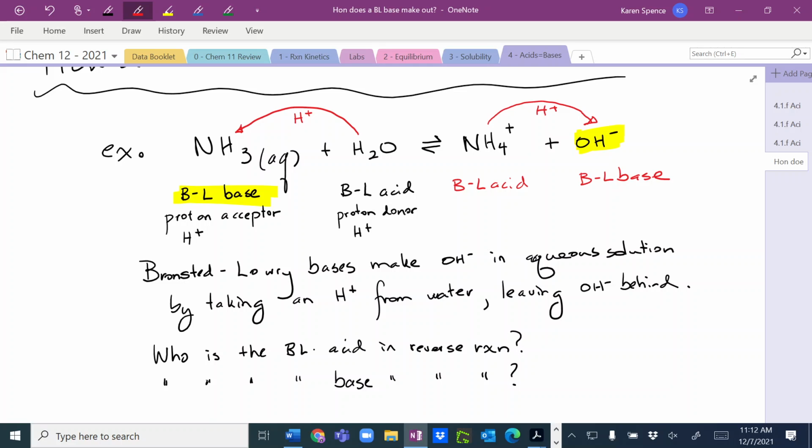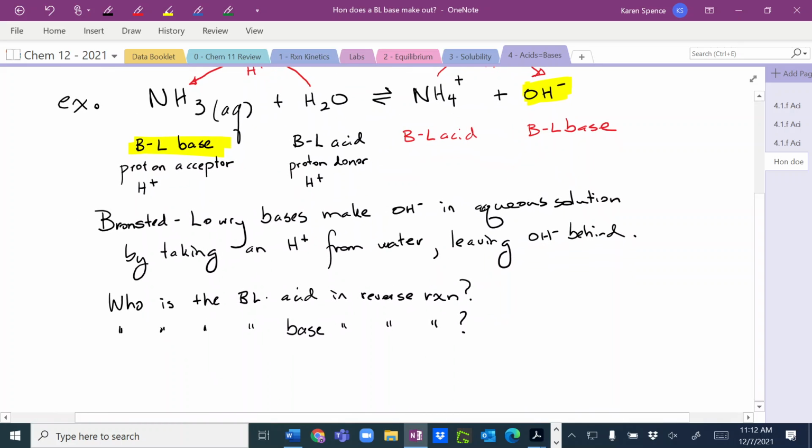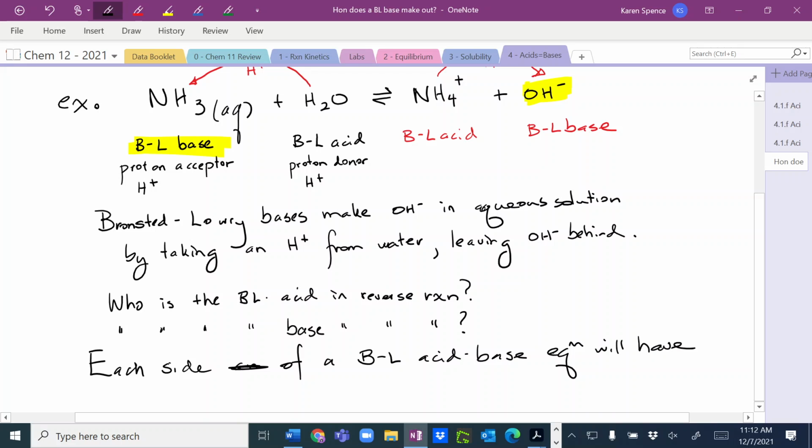Yes? Each side of a Bronsted-Lowry acid-base equilibrium will have a Bronsted-Lowry acid and a Bronsted-Lowry base.